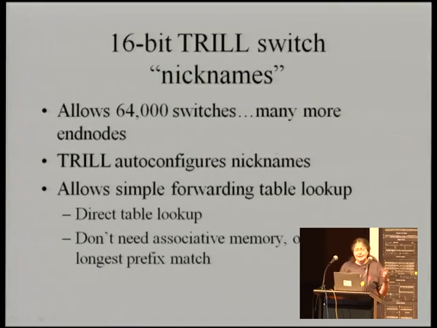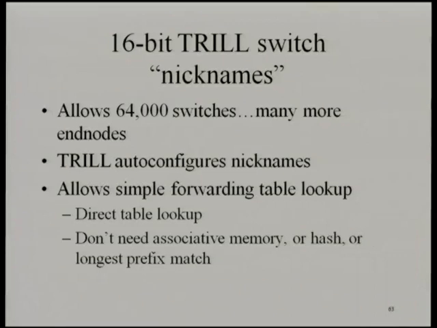So with 16-bit TRILL nicknames, it does allow 64,000 switches, and it allows many more end nodes than that. Is that scalable enough? I don't know. The nice thing about a small address like that is that your forwarding table lookup can be very simple. You don't have to do hash or longest prefix match or anything. You can do 64,000 entries. You just do a direct lookup into that table.